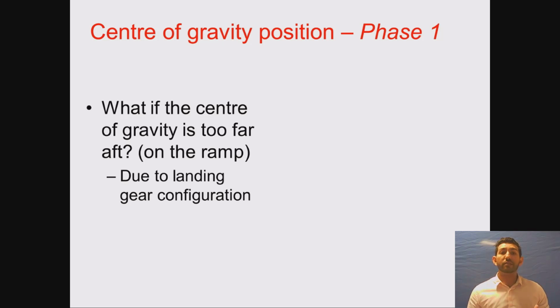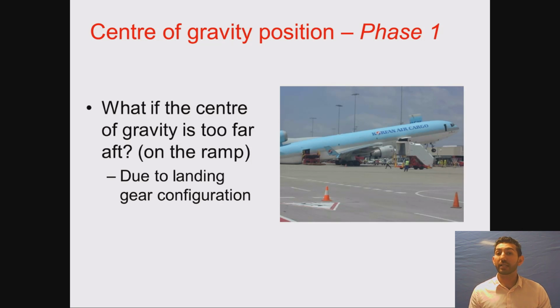So let's take phase one of the flight. You're looking at an aircraft which is sitting on the ramp or on the runway. What if you shifted the center of gravity too far back? Something like this might happen, and we haven't flown yet. This is dependent on the type of landing gear configuration that you have and exactly where the mass of the aircraft is, so these sorts of things need to be taken into account.